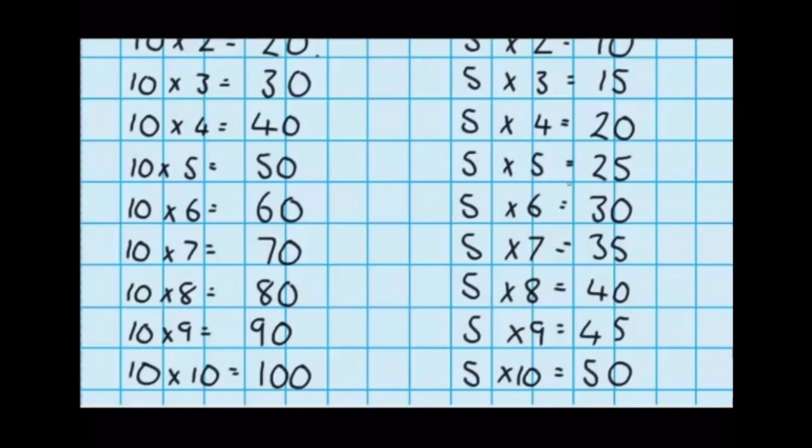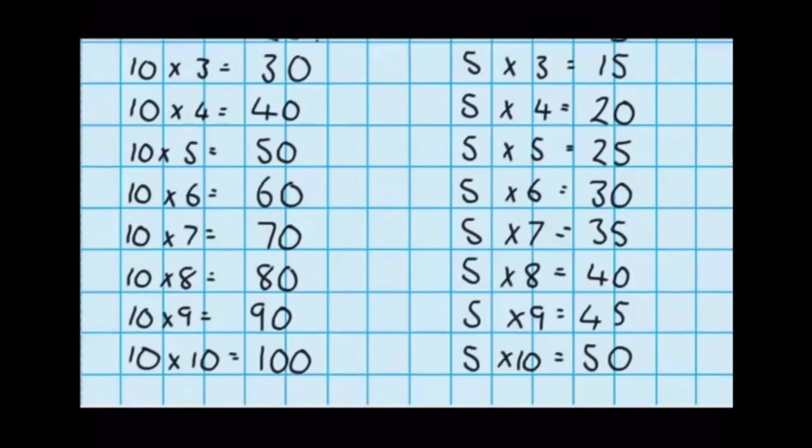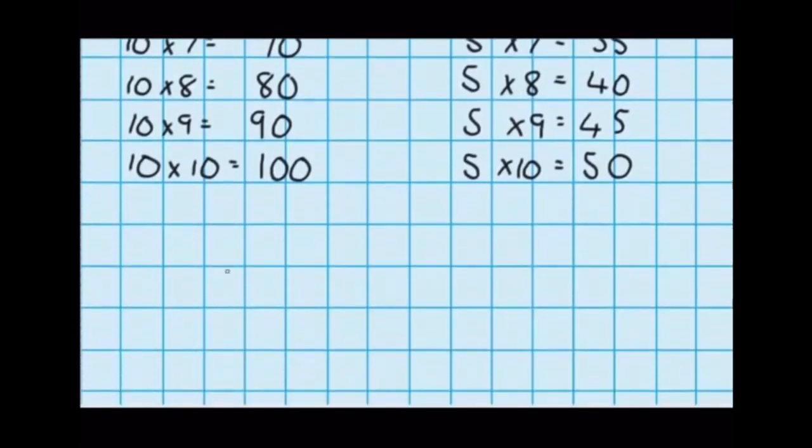Now let's find out why the answers to our 5 times tables are half as big as the answers to our 10 times tables. Well, let's start with this question here. We'll do 10 times 4. And we know from our earlier lessons that 10 times 4 means I need 10 groups with 4 counters in each group. So I'm going to draw out my 10 groups now.